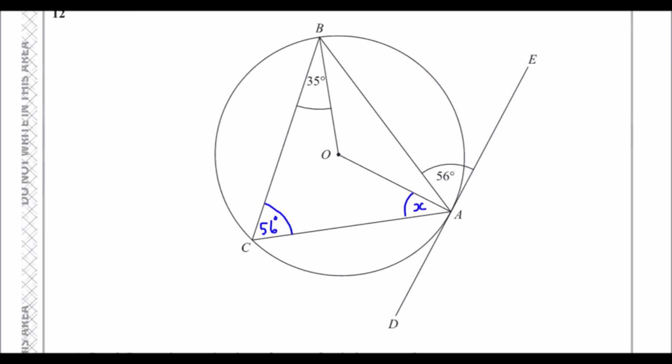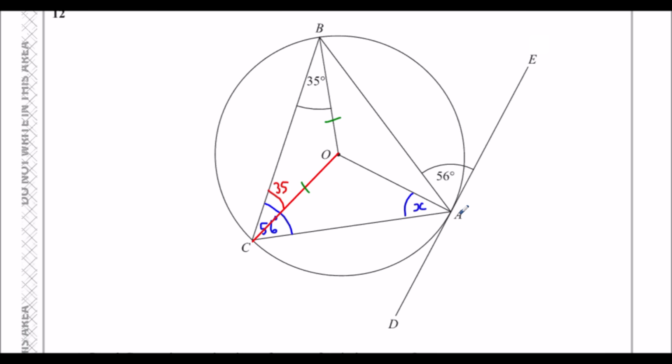Then what we can do here is we can cut our angle 56 in half. So when we've got two tangents, when we've got two radiuses, we know we've got an isosceles triangle. So this is a radius, this is a radius. So we've got an isosceles triangle, and the angles at the base of an isosceles triangle are equal.